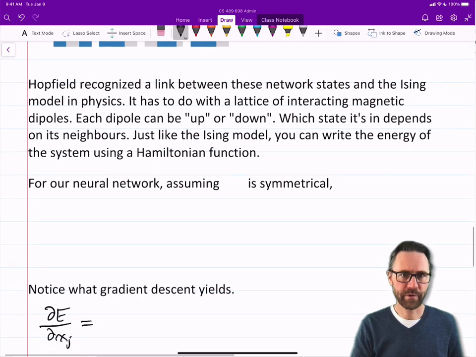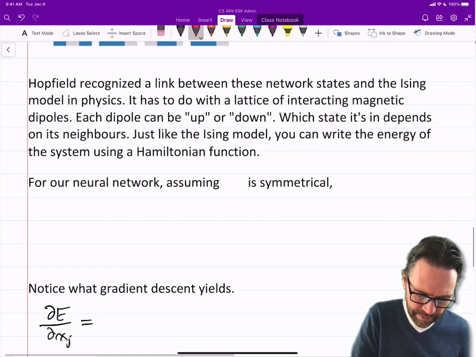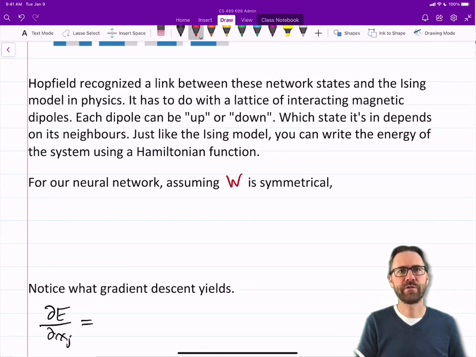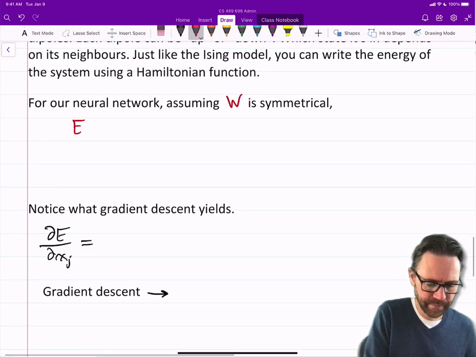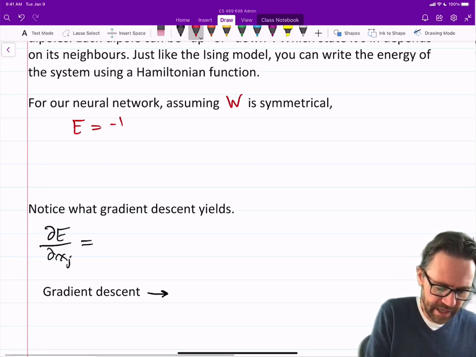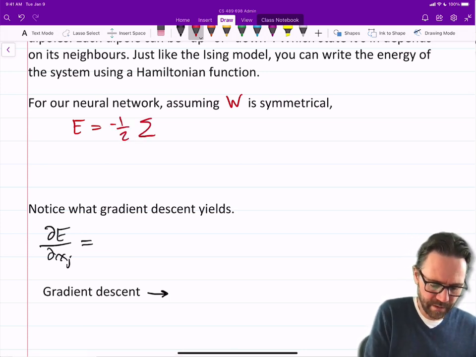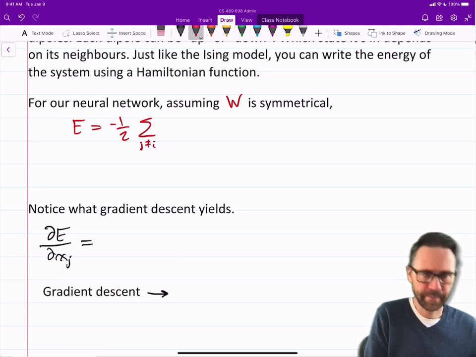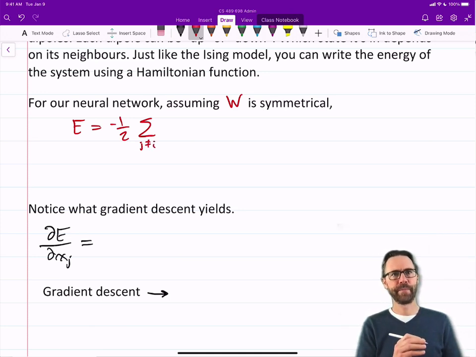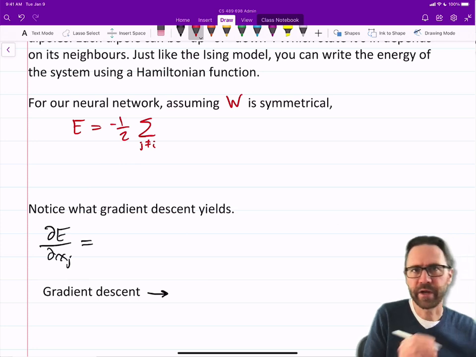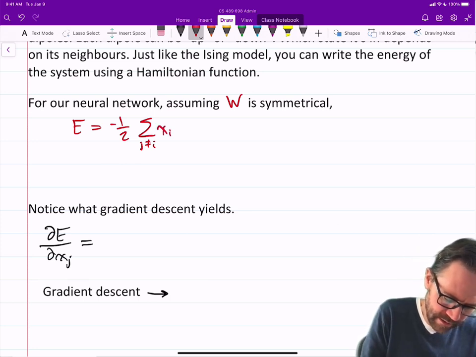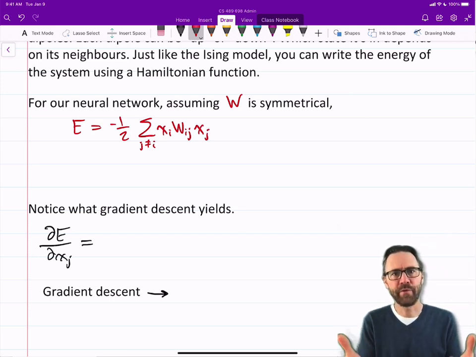So for our neural network, we're going to again assume that W is symmetrical, and I'm going to define this energy. So the energy of the network is going to be -1/2 times the sum over all of the nodes. In fact, this is a double sum, but I'll just write it as a single sum like that. Xi, Wij, Xj. So this is basically what you expect.